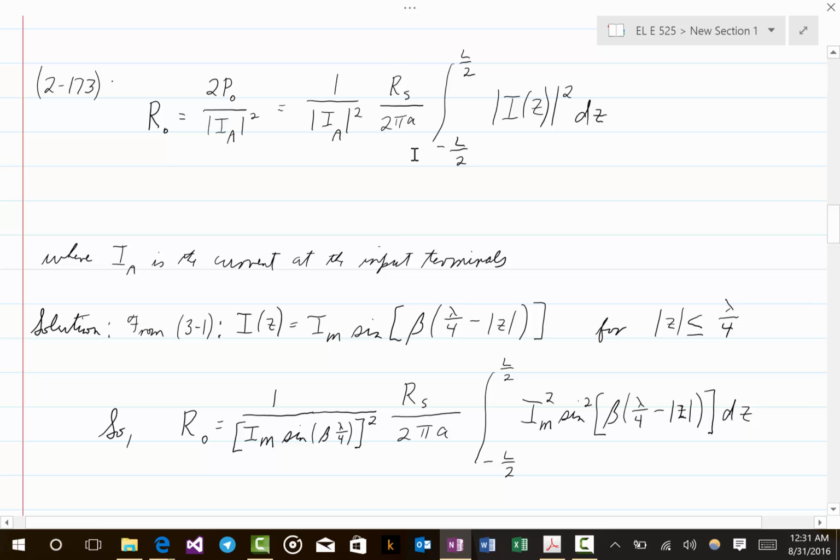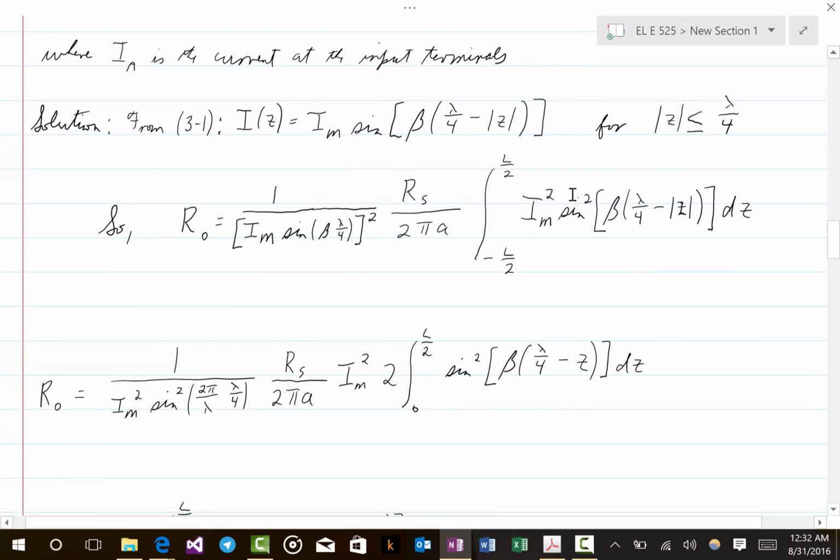Then the next term is Rs times 2 pi over a, which we have brought down here. And then we have the integral from minus L over 2 to L over 2 of magnitude of I of z squared dz. Well, again, I of z is right here. So when we square that, we get Im squared sine squared of beta times lambda over 4 minus absolute value of z dz. So now let's go about evaluating this.